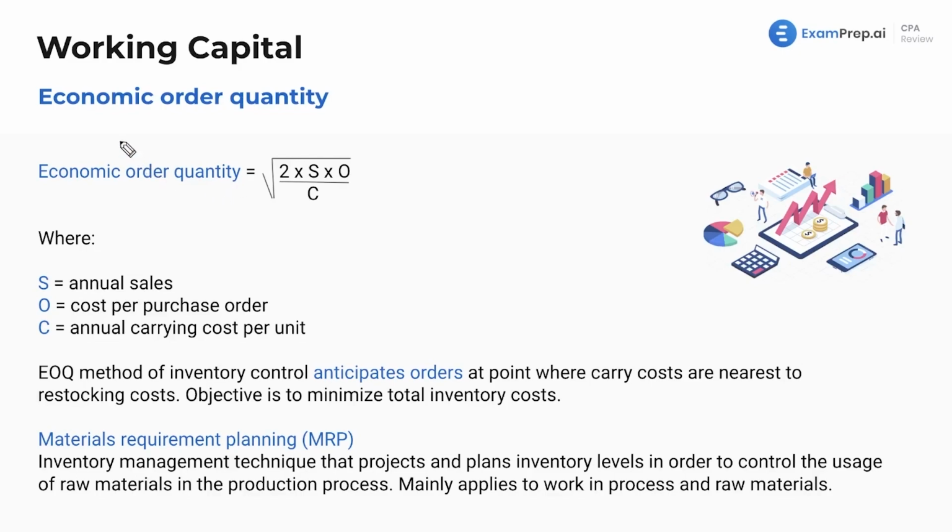We'll start off with our economic order quantity. And as you see here, we've got the square root of 2 times S, which is annual sales, times O, which is cost per purchase order, divided by C, which is the annual carrying cost per unit. Now, yes, just straight up memorize it, but let's also talk about what it is, why it's important.